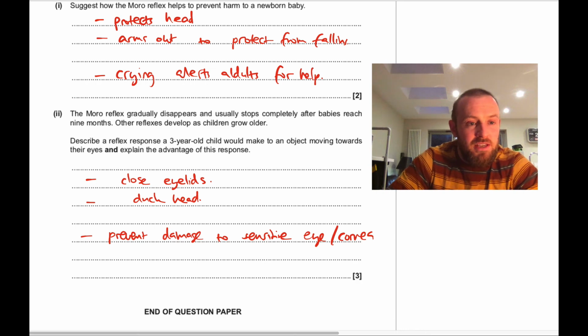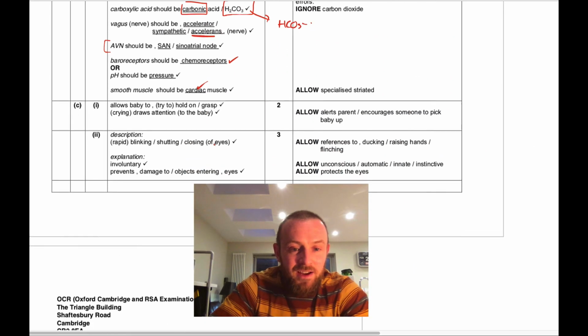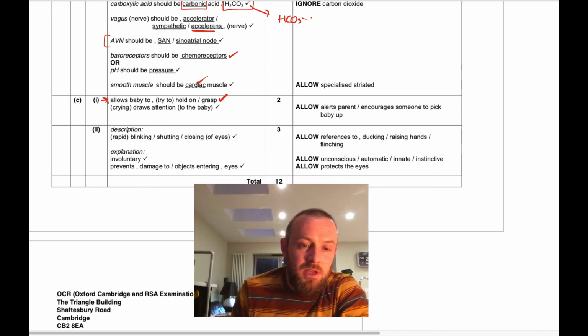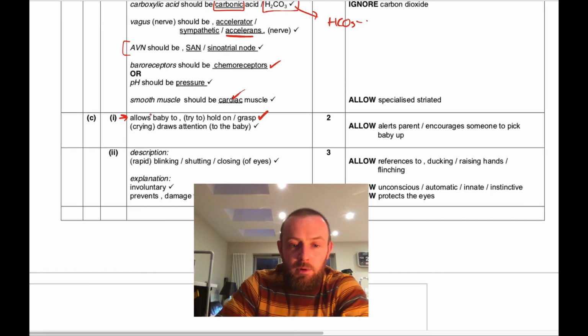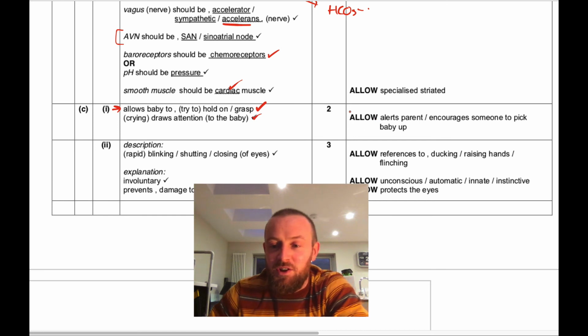So let's just check the mark scheme for that final little bit. So, okay, so it allows babies to try to hold on or grasp. I don't know about that one, but okay, that's what the mark scheme says, so we'll have to go with that. But crying, I got that one. Crying draws attention to the baby, so it alerts parents. Someone encourages someone to pick the baby up.